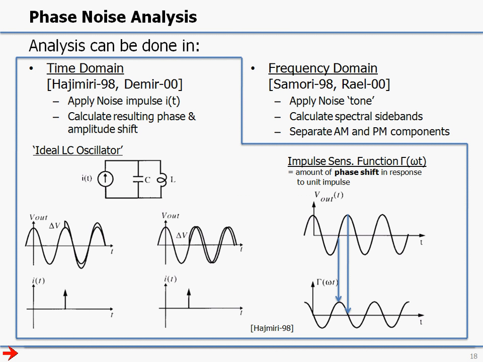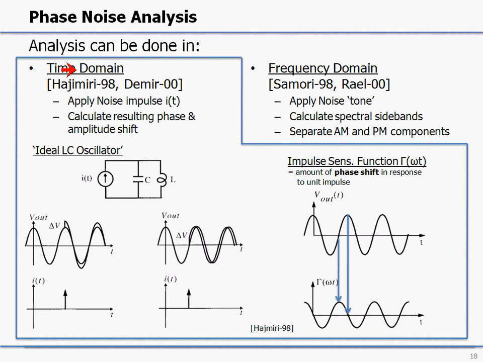Phase noise analysis is quite involved, and there are actually two main ways to approach it. On the one hand, we can do a frequency domain type of analysis where we inject a noise tone into the oscillator. We see how it affects the sidebands of the oscillator and then decompose those into amplitude and phase noise contributions.